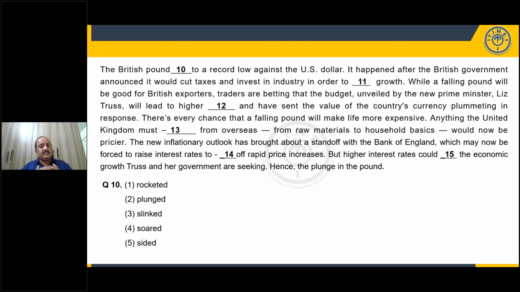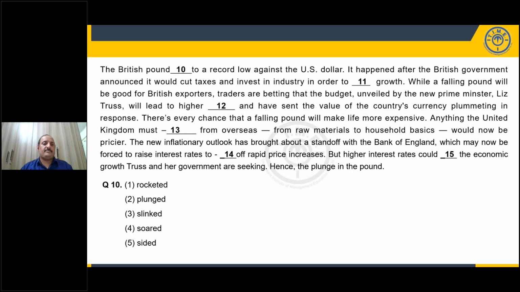So the trick over here is first read the whole paragraph, even with the blanks, because it can happen that the clue for the answer to one blank could be in the very next sentence. So read the blank, understand what is going on, and then try to mark the answer. The British pound dashed to a record low against the US dollar. It happened after the British government announced it would cut taxes and invest in industry in order to dash growth.